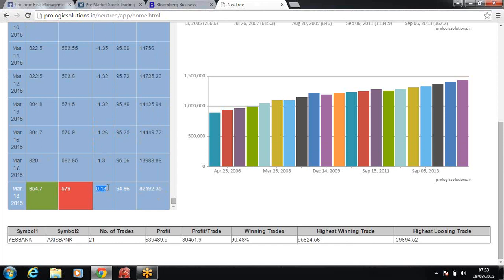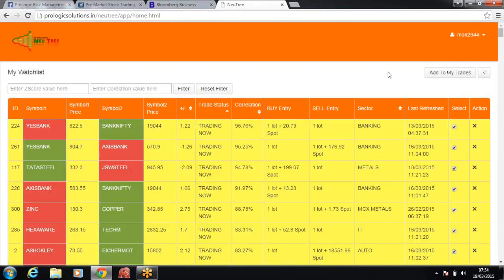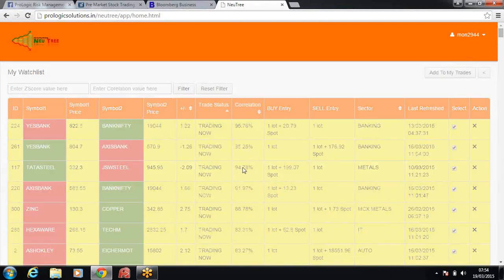This trade is completed. You can see that it's 0.13. So the trade will close at 1. So it has given you a clear indication that this particular trade has closed, and you can see the winning trades are 90% in this. So out of 21 trades, there's hardly one or two trades you have lost. Otherwise, you can see that the highest winning trade is 95,000 sometime back. Highest losing trade is 30,000. So that's a very good pair, and this is already closed. So we'll check for the next few trades which are coming up. JSW and Tata Steel, we have a correlation of 94% here.